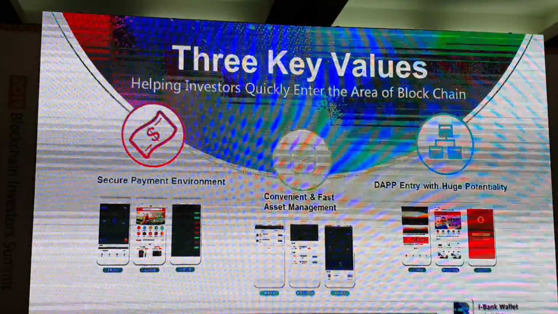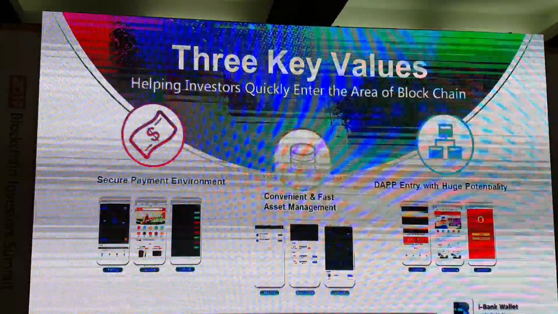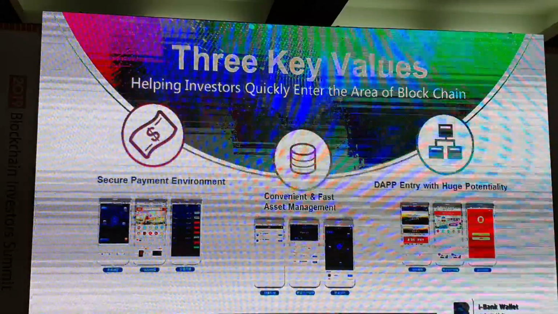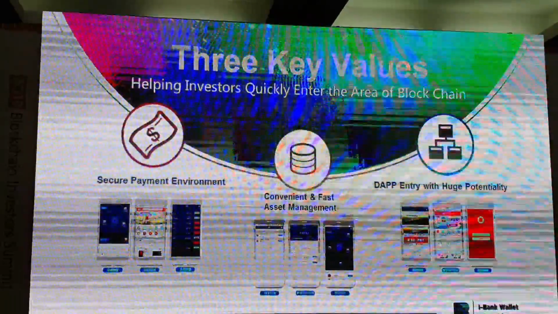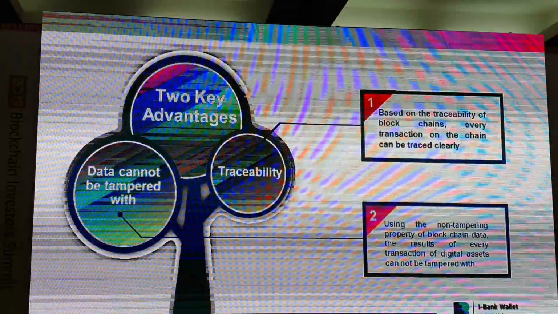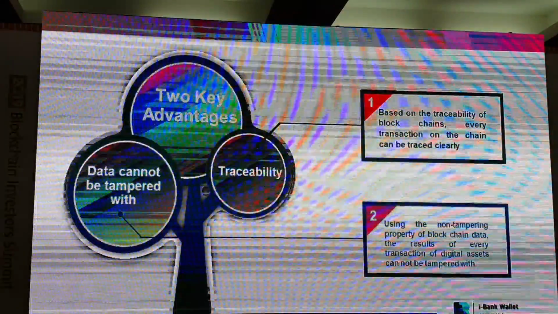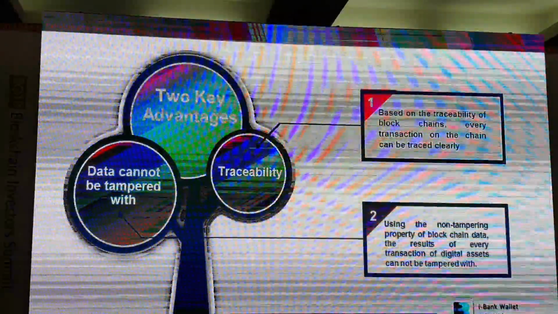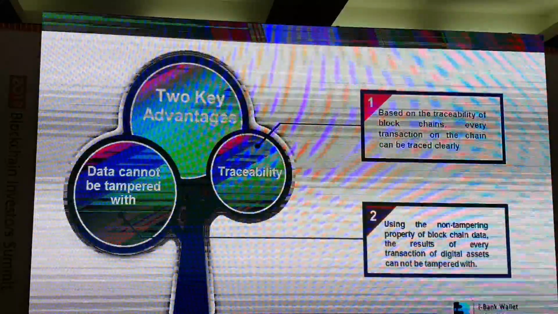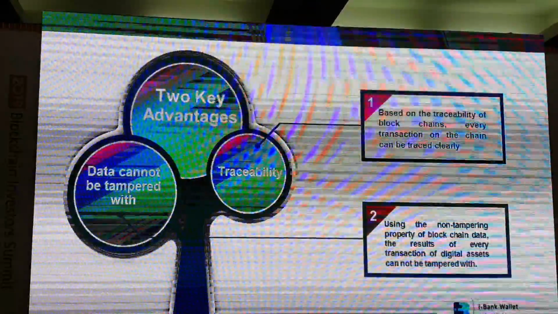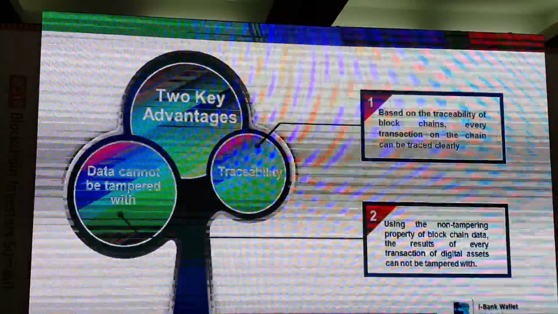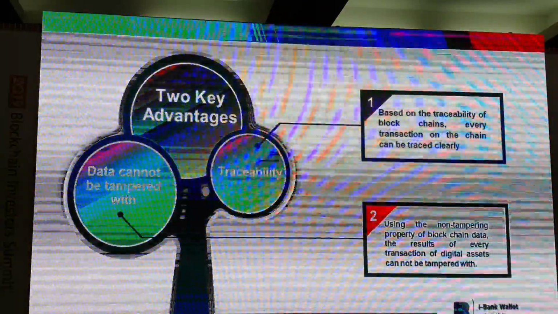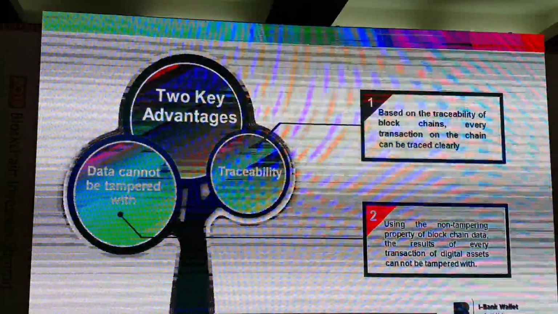Three values, talking about ibank: secure payment environment, convenient and fast asset management, and a DAPP engine with huge potential. Two key advantages. The first one is traceability. This is about blockchain, because you can easily trace and understand what the operation is about, because it's clear and transparent. Our second advantage is that the data cannot be tampered with. The result of every transaction of digital assets on the blockchain cannot be tampered with.